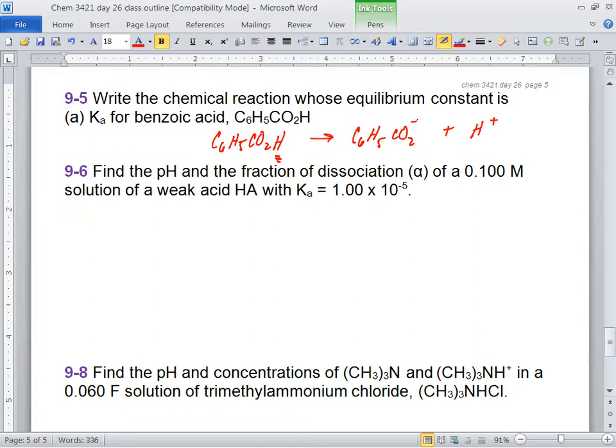Find the pH and the fraction of dissociation of a 0.1 molar solution of a weak acid, HA, with Ka 1 times 10 to the negative 5. Right off the bat, shouldn't that M be a capital M? I wonder if that's my typo or theirs.